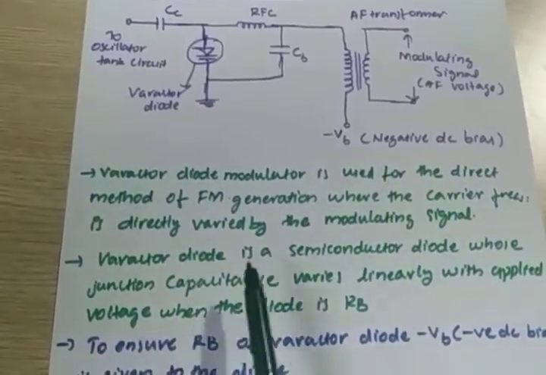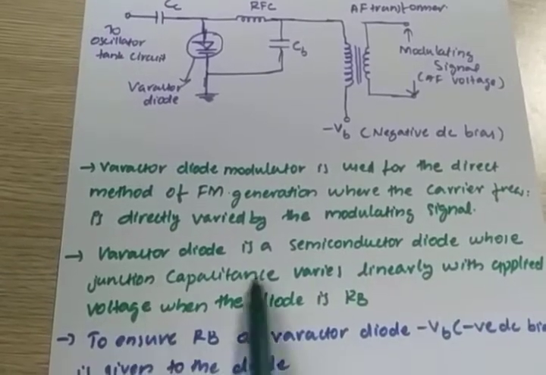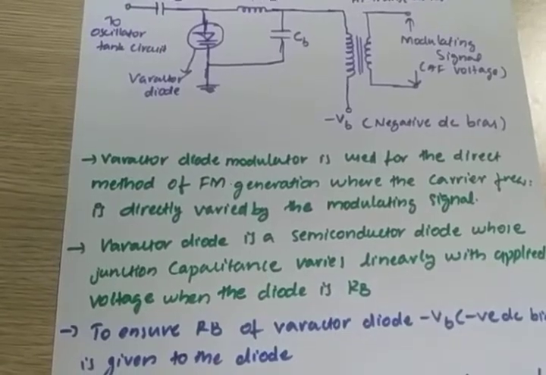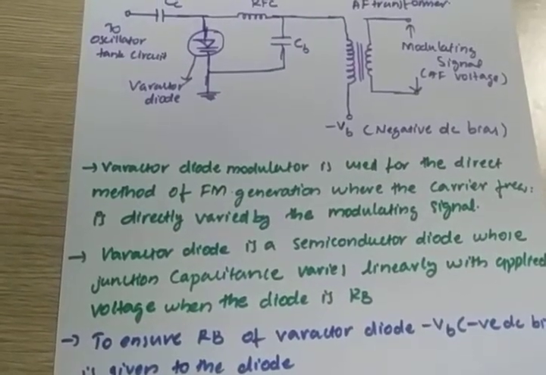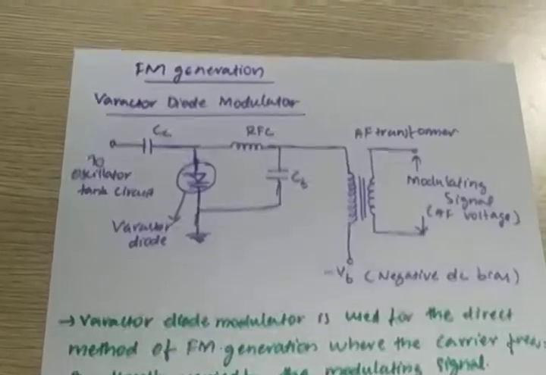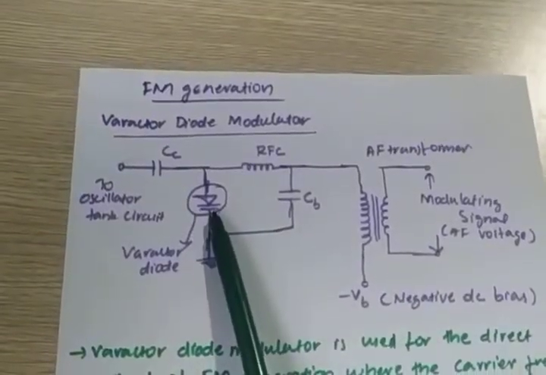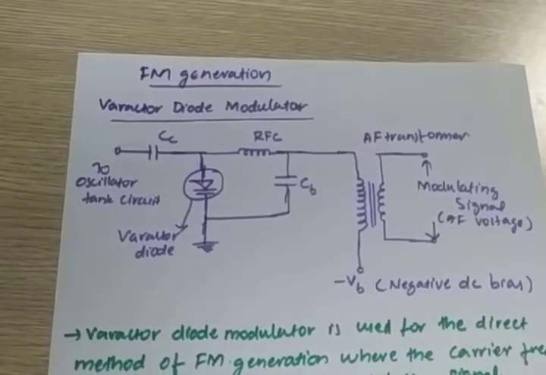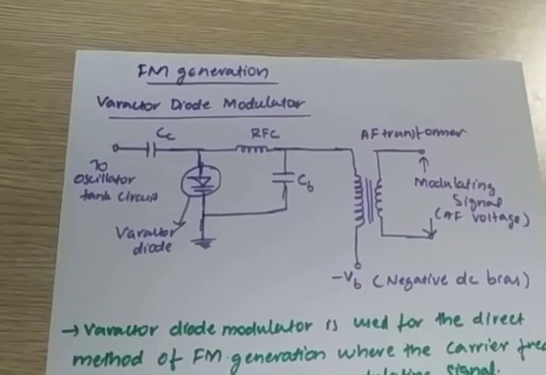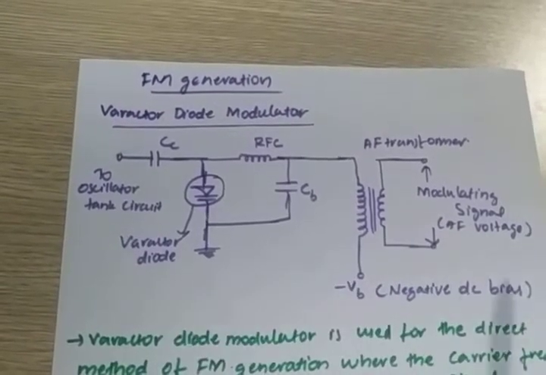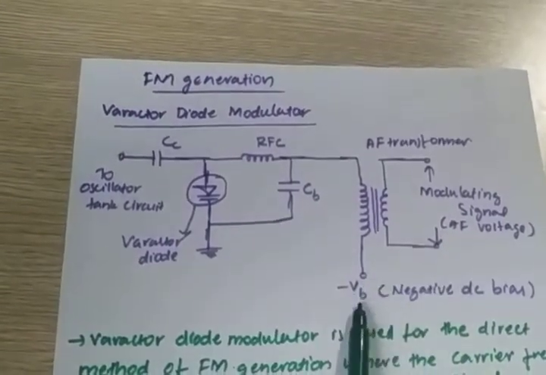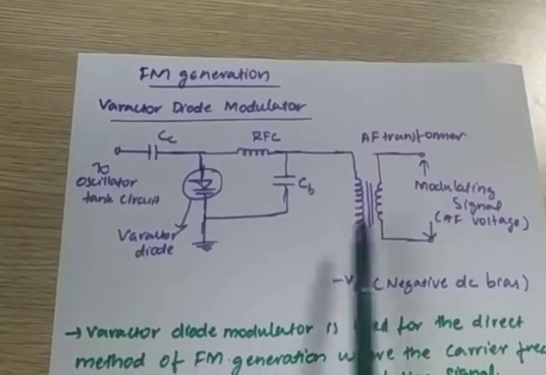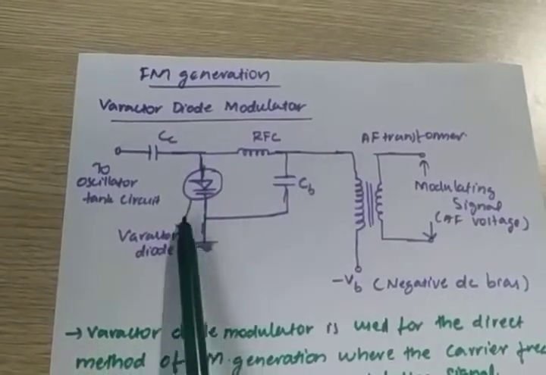The varactor diode is a simple semiconductor diode whose junction capacitance varies linearly with applied voltage when the diode is reverse biased. Okay. This diode has a property that its junction capacitance varies linearly with the applied negative reverse bias voltage. So when the diode is in reverse biased condition and you apply some voltage, the junction capacitance of this diode varies according to the amplitude of the voltage.